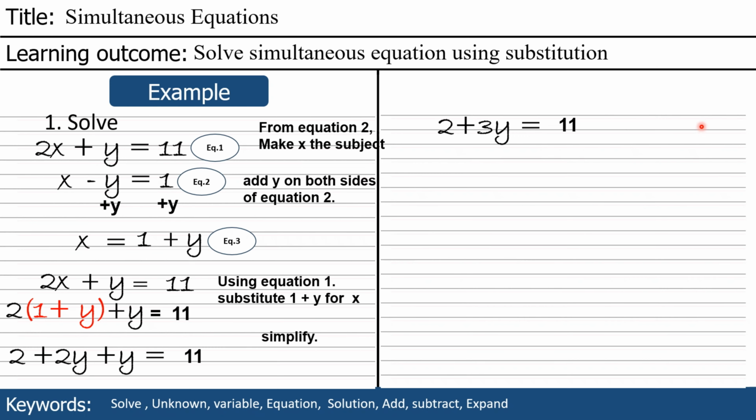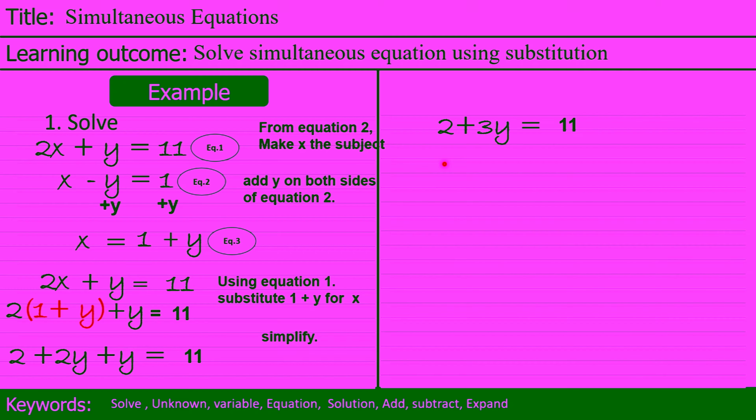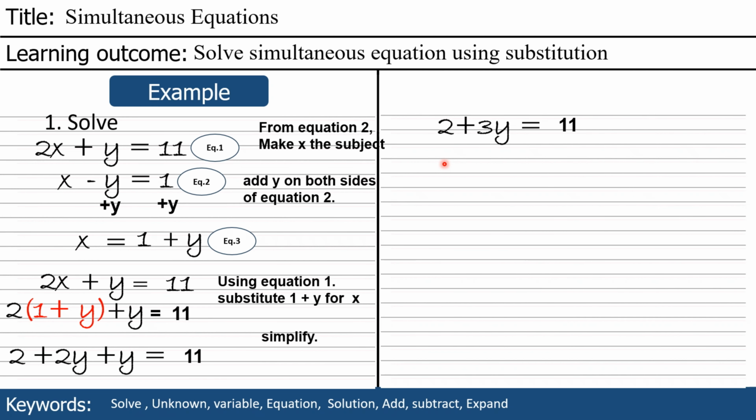So let's solve this equation. Remember, we're undoing the last operation that was done to y. So here we have the last operation being add 2. So the reverse of add 2 is subtracting 2. So subtract 2 from both sides of the equation. So on the left hand side of the equation, we subtract 2. And on the right hand side of the equation, we subtract 2 as well. So now we have 3y equals 9.